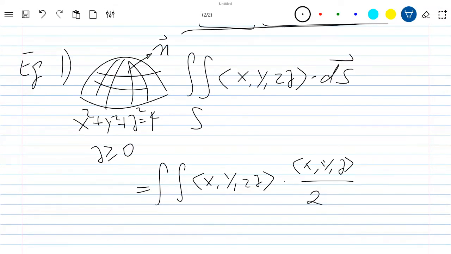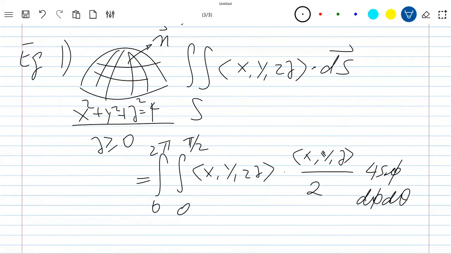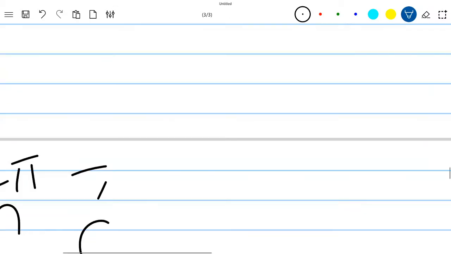And remember, this x, y, z, they are not independent because they must be on a sphere. So it must satisfy this condition. Then what is this dS? It's just r squared, which is 4 sine phi times d phi d theta. And the range for theta is 0 to 2 pi, and for phi it's 0 to pi over 2. Alright, so let's see what we get.